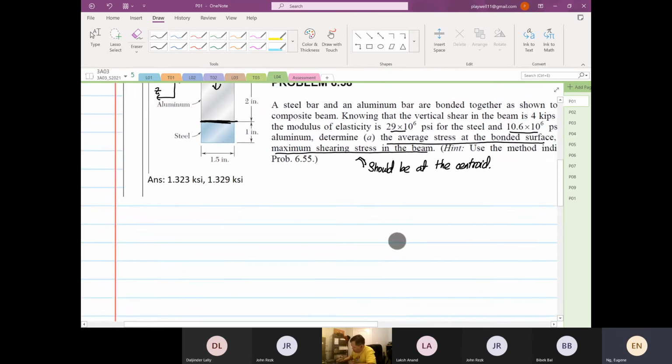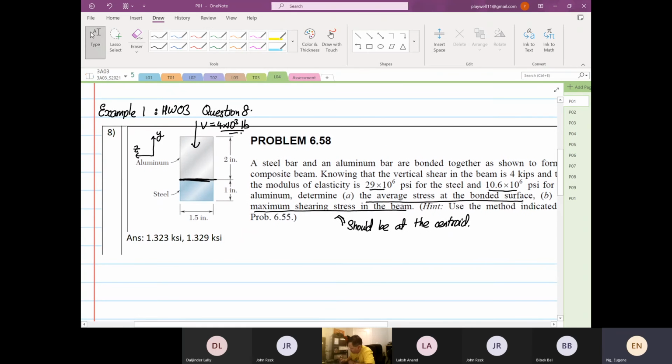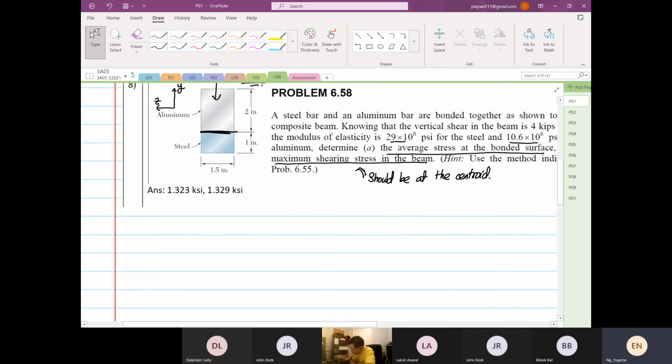So we know the formula we're going to apply. Let's look at some geometries. The width is 1.5 inch. The steel is 1 inch thick. The aluminum has the same width of 1.5 inch and is 2 inches thick. The formula that we're going to apply is shear stress equal to Vy over Izz, Qz divided by t.